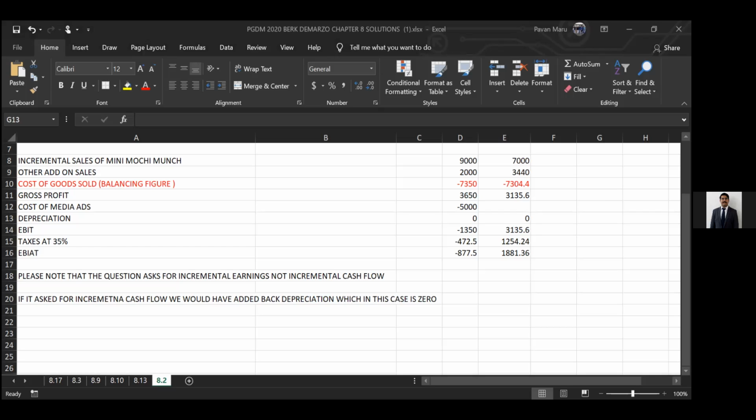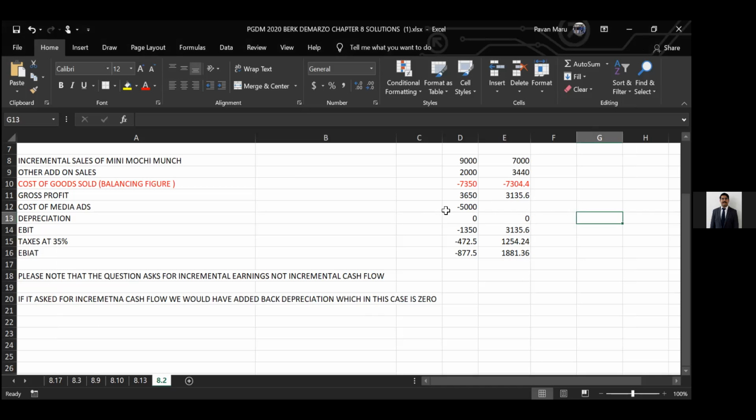Pawan, when we have a negative EBIT, the company will have tax shielding because of this negative sign, right? That's what I said. That's in accounting terms you consider. But for now, don't fret over that. The earnings are negative, so tax is negative. Ideally, if the earnings are negative, you don't have to pay tax.